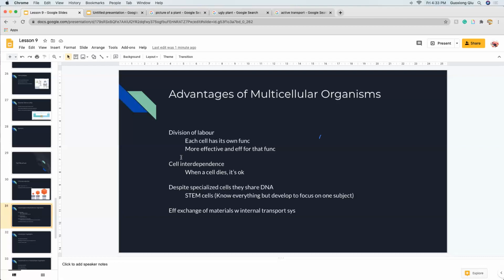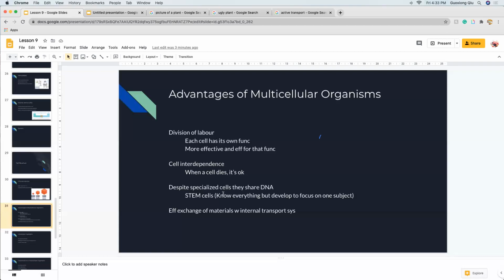We also have cell interdependence. So you have many cells in your body. If one of your cells, let's just say you get a cut, and some of your cells get hurt, some of your cells die because you got a cut. You're not going to die from your cut. It is okay when a few cells die. And your individual cells don't matter. Individuals don't matter. It's the group that counts. Communism.